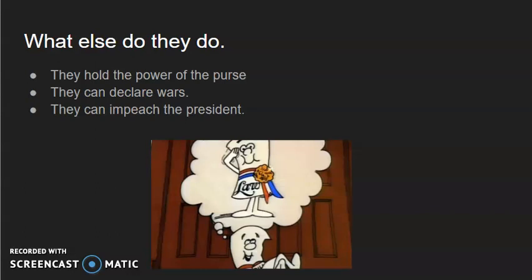They are also the ones who declare wars. So the president may decide, hey, this country is giving us a lot of issues, I think we might need to go and fight with them to prevent them from doing whatever they're doing. He may want to do that, and he may be the one who leads our armies, but he cannot officially declare war without the approval of Congress. So if the president wants to invade another country, he goes to Congress and asks, hey, can I do this? They're the ones who are going to decide, yes, they can, or no, they can't.